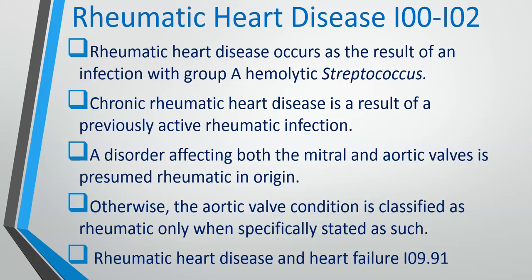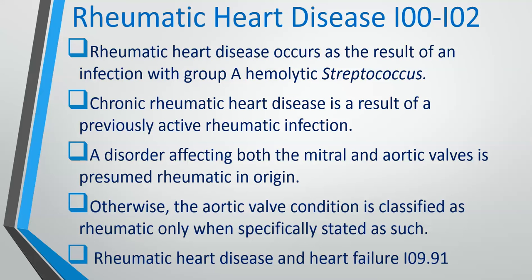ICD-10-CM presumes that certain mitral valve disorders are rheumatic in origin when the diagnostic statement includes more than one condition affecting the mitral valves, one of which is presumed to be rheumatic. All are classified as rheumatic. So for example, I05.0 mitral valve stenosis. The mitral valve stenosis is presumed to be of rheumatic origin. And then I34.0 mitral valve insufficiency. The mitral valve insufficiency is not. I05.2 mitral valve stenosis and insufficiency.